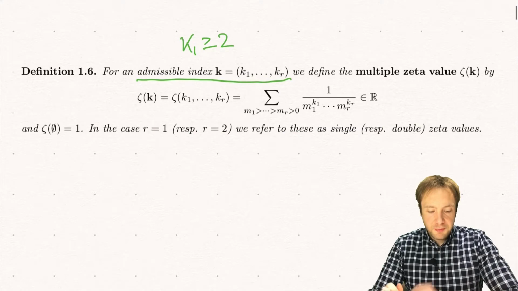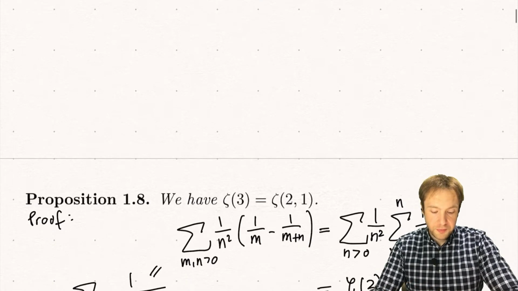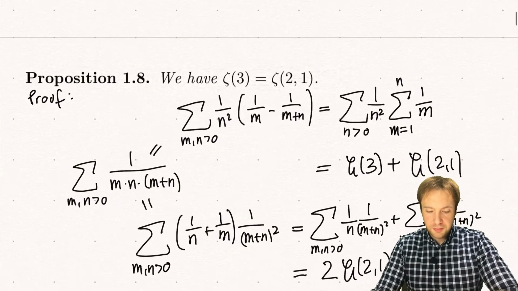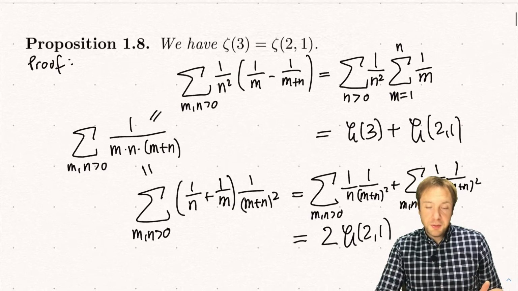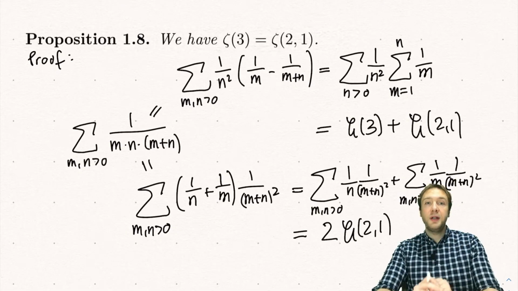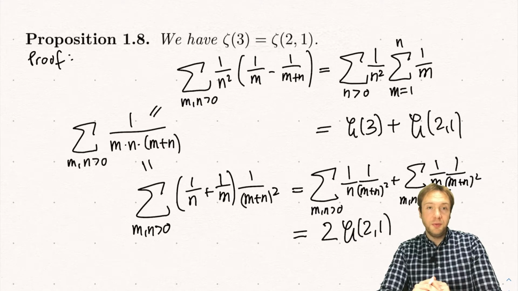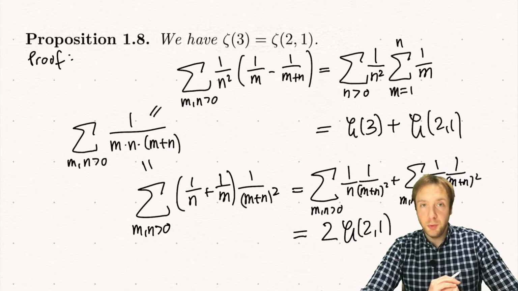But a more systematic way to prove linear relations among these numbers is by the so-called double-shuffle relations, which I now want to explain in the simplest case. And the basic idea is that we will get two different expressions for the product of multiple zeta values, and then compare these two expressions, and this will give a linear relation.